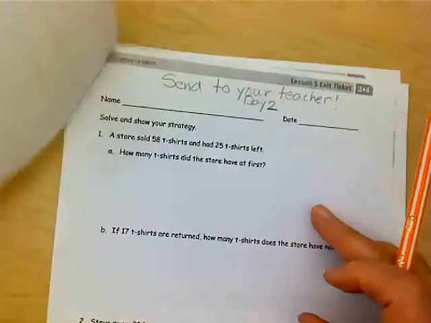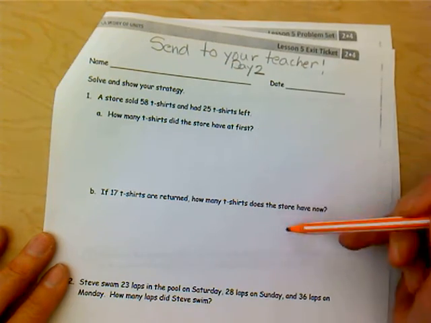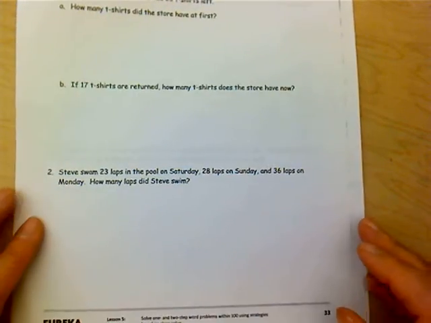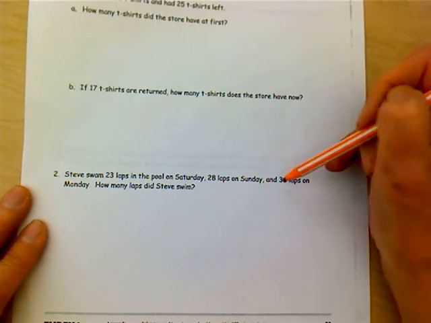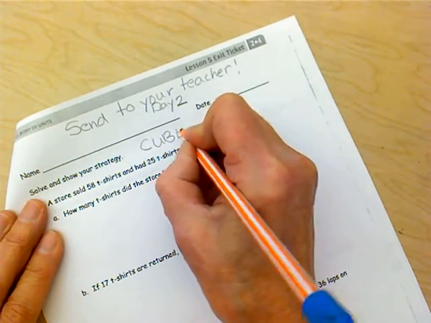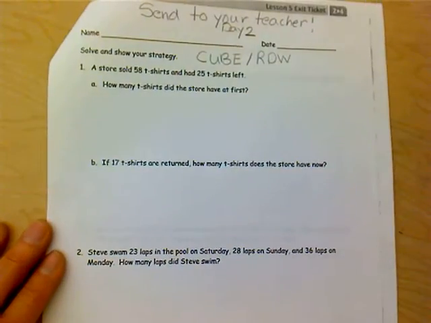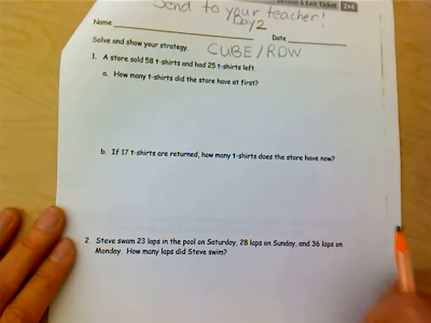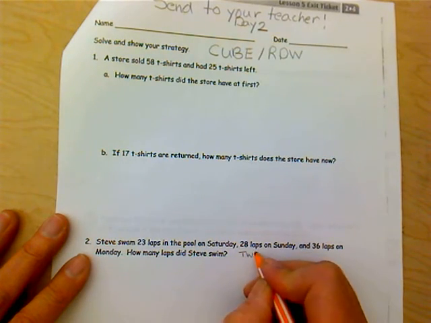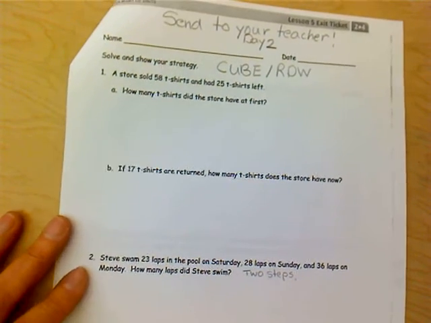When you complete that, you'll be moving on to your exit ticket. Your exit ticket has a 2-step problem for problem number 1, and again a 2-step problem for problem number 2. So all in total, you're really doing 4 problems. Make sure that you use cubes and that you use read, draw, and write on all 4 steps of these problems. So both of them are 2-step problems. You have an A part and a B part, and on this one you need to take 2 steps to solve this problem as well. 2 steps. Then you're going to send that to your teacher.